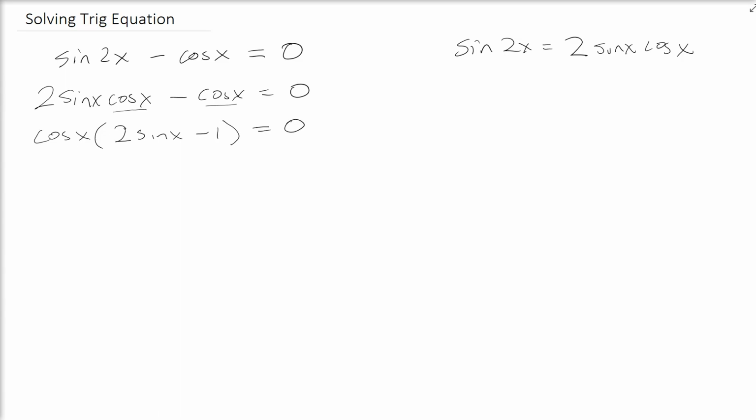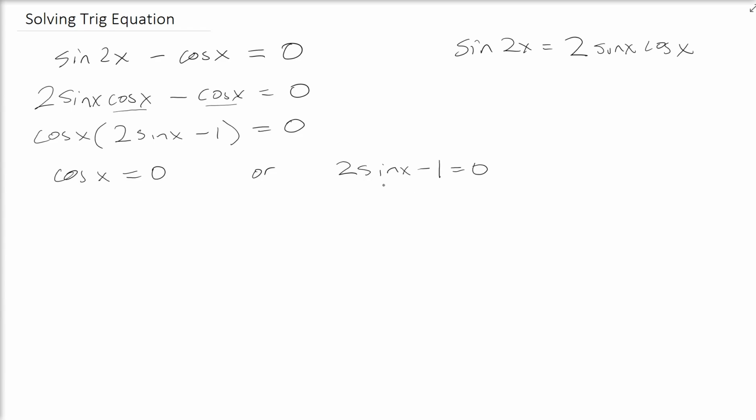Now, because this is a product and we're multiplying these to be equal to 0, either the cosine of x equals 0 or 2 times the sine of x minus 1 equals 0. And this equation is pretty much solved for, simplified as much as possible.